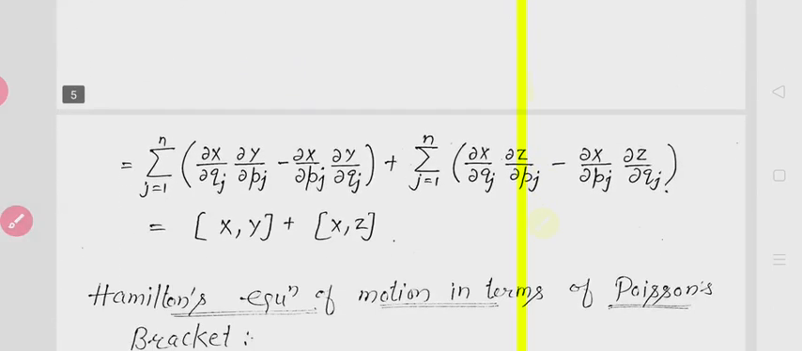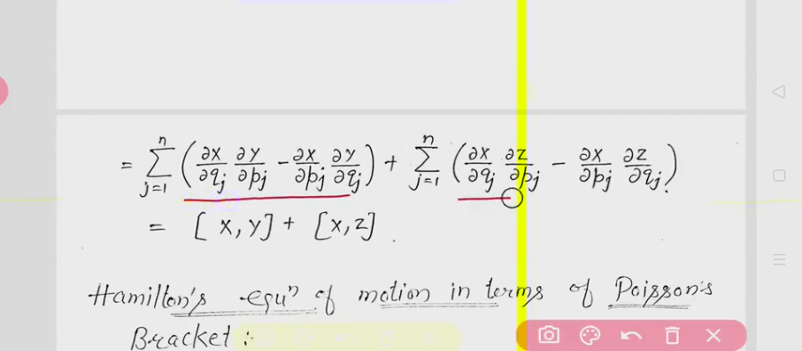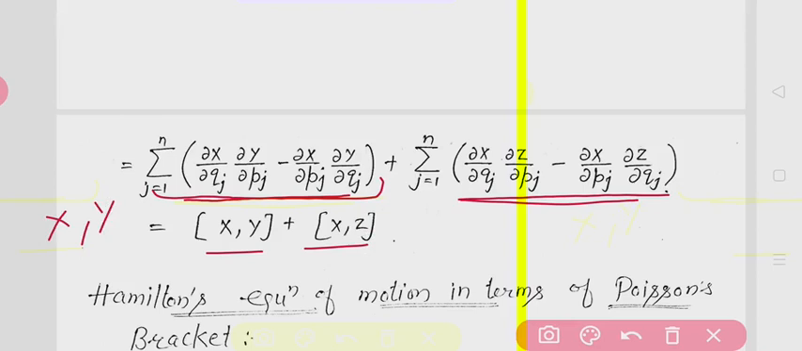So I collect in this one, and the second summation I collect in this one. So you can check that that is the definition for the Poisson bracket of x and y. This is the Poisson bracket of x and z. So you will get that Poisson bracket of x into y plus z. You can apply that notation over there, or you can apply the round bracket also, but you have to show the notation you are using for the Poisson bracket.